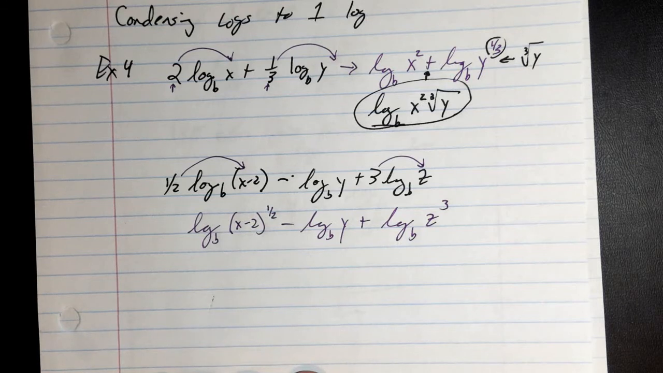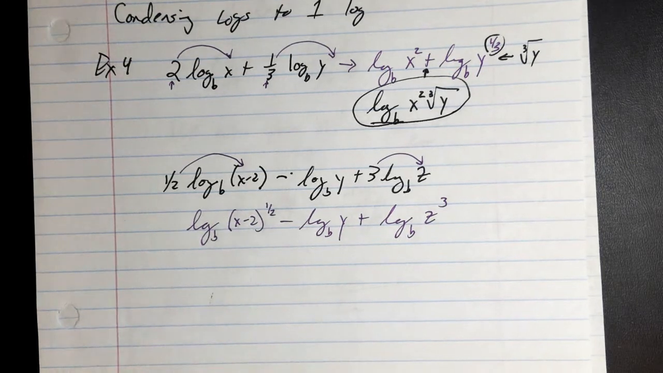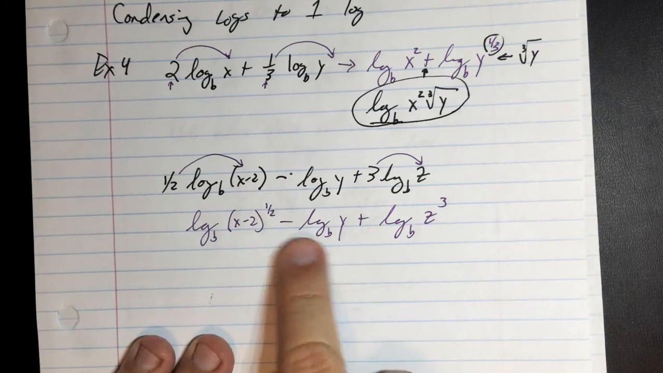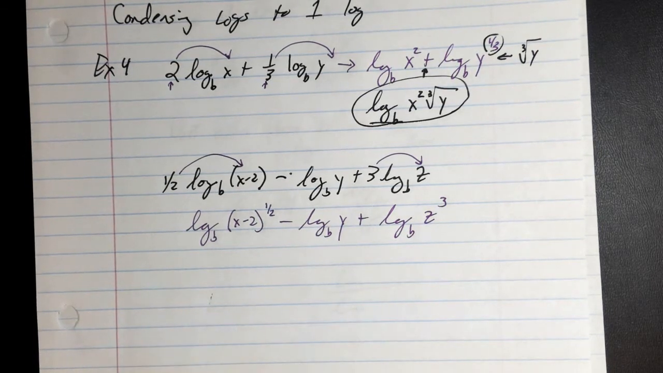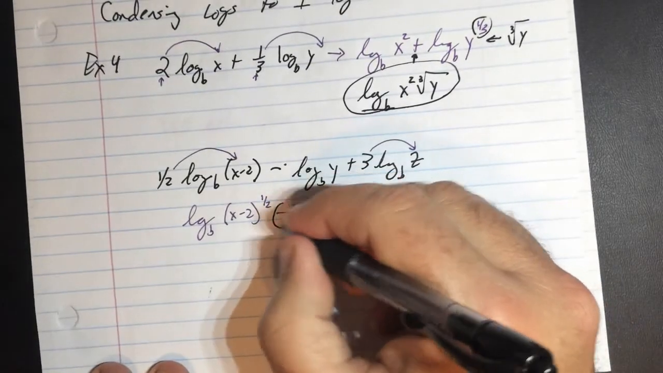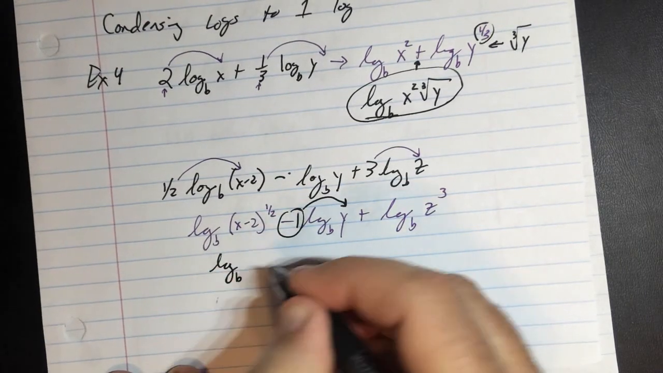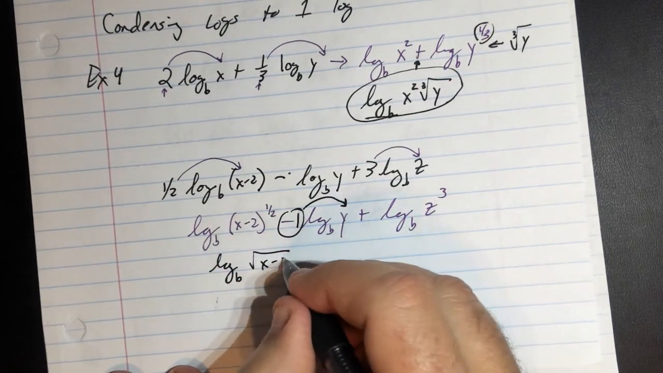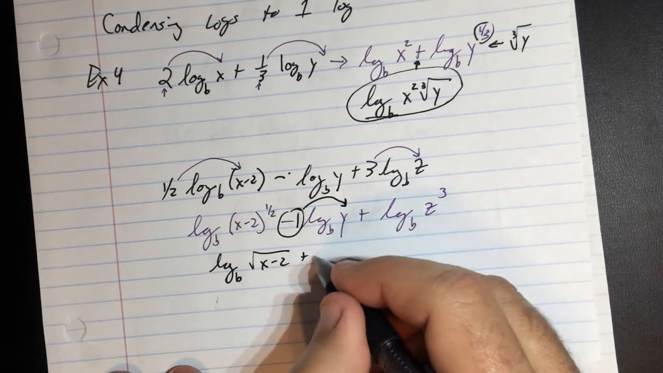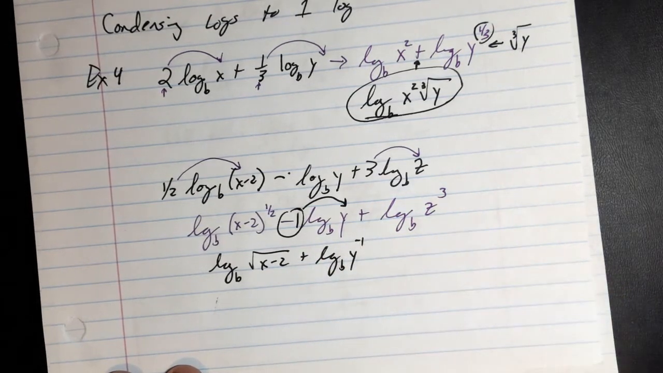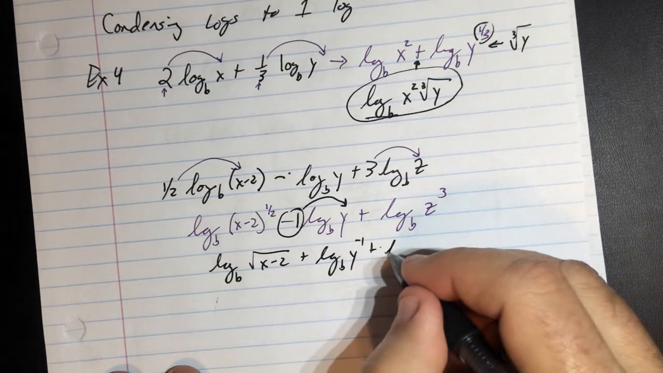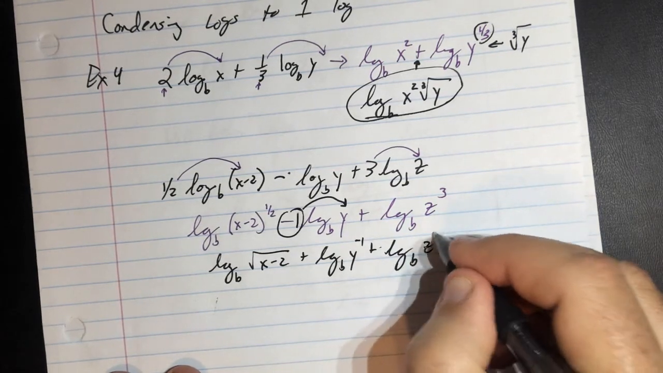So we have those, but this is what's going to make it a little tricky right here. It makes it a little tricky at the point of what am I going to do with that negative there? I know it's division. But because there's a 1 here, we're going to make this negative 1 a power. It just ends up making things a little bit easier. This is going to be log base b, and we're going to change that to the square root of x minus 2 plus log base b of y to the negative 1 plus log base b of z cubed.